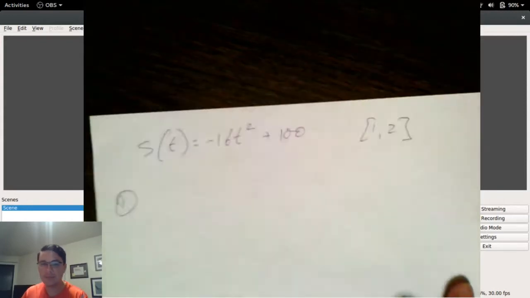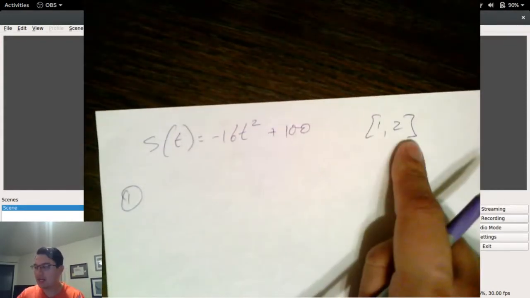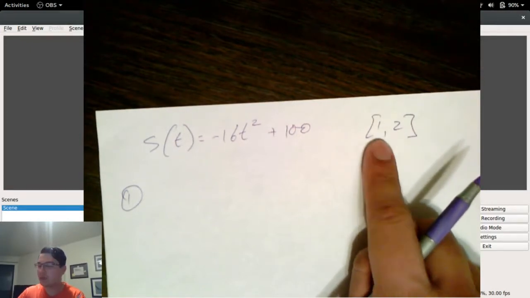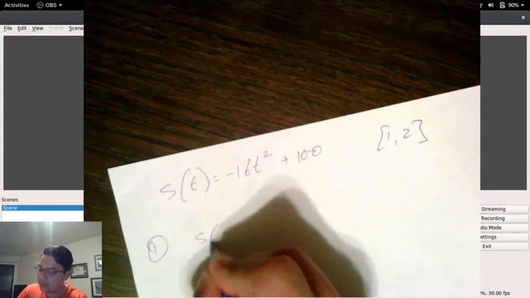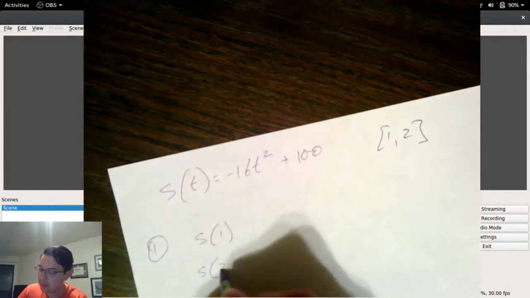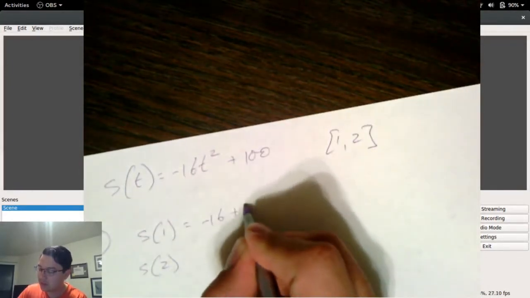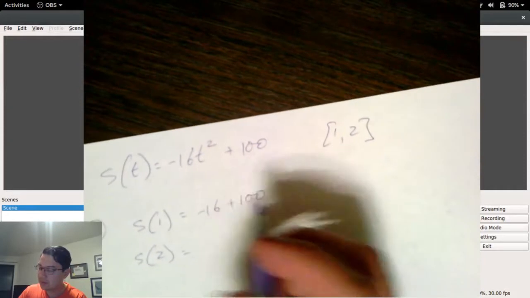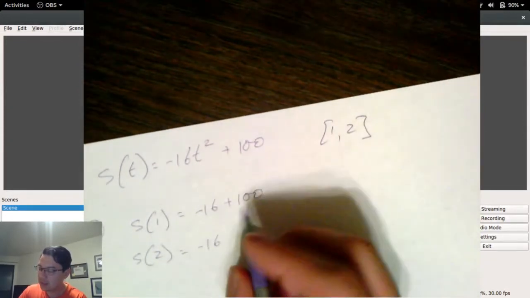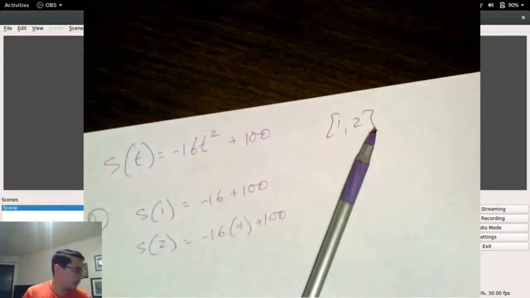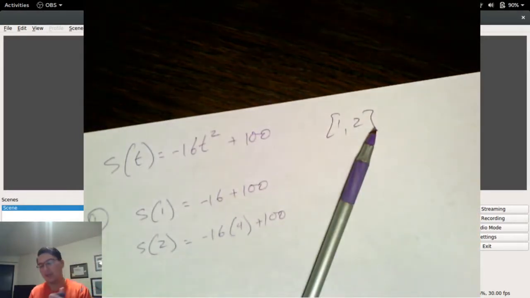Okay. So here's the function we're working with. We're looking at the time interval 1 to 2. Let's turn these into actual points. In order to do this, we need the actual points, so we're going to plug these values in here. We need to know what s of 1 is, and we need to know what s of 2 is. So s of 1 is going to be negative 16 plus 100. S of 2 here is going to be negative 16 times 4 plus 100. This is where a calculator comes in handy. Grab a calculator. You can speed this along if you need to. I'm just going to do the quick calculations here.